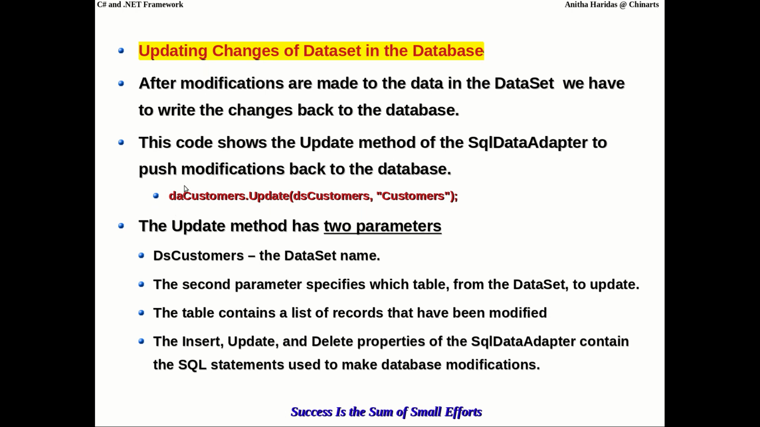Use your data adapter object dot update method, and the first parameter will be the data set and the second parameter will be the table name. As usual, the update method also has two parameters. The first one will be the data set name, and the second parameter will specify which table from the data set to update. And the table contains a list of records that have been modified, and the insert, update or delete properties of the SQL data adapter contain the SQL statements used to make the database modifications.